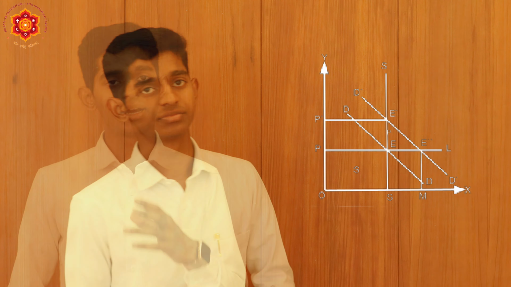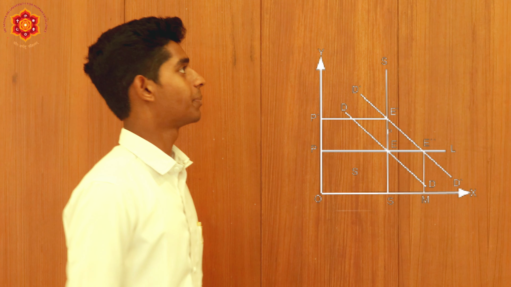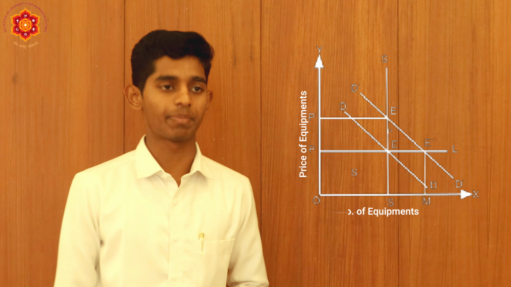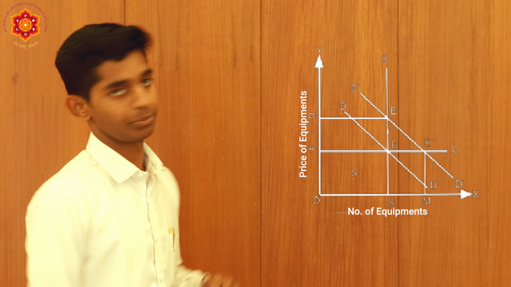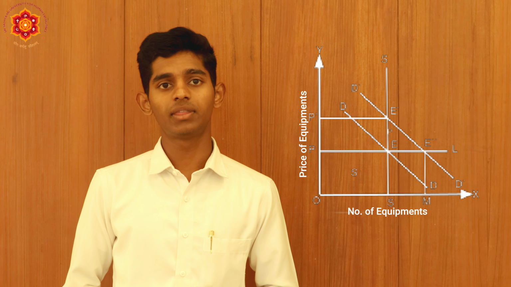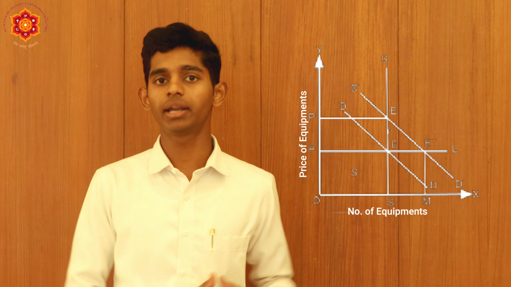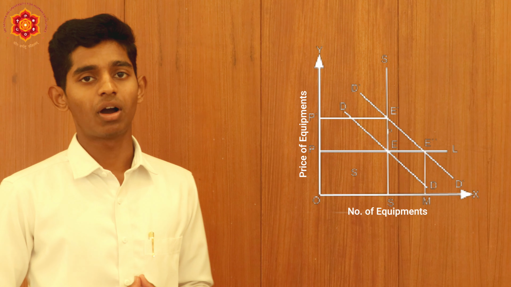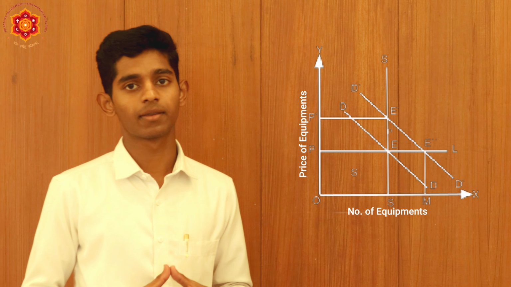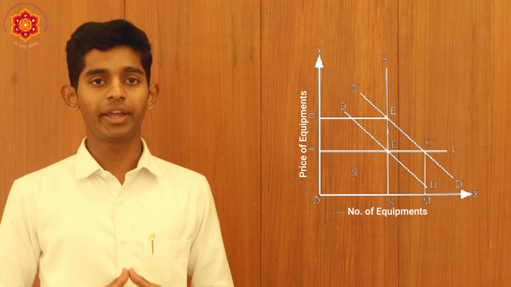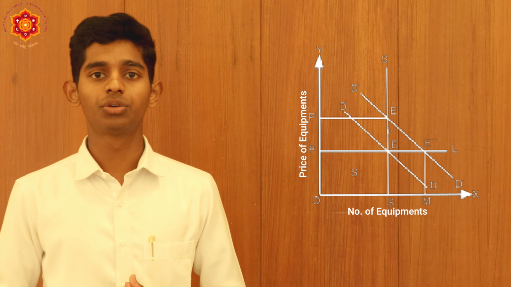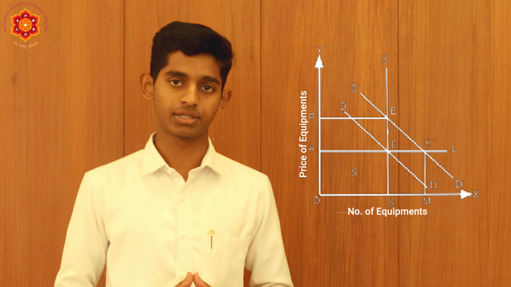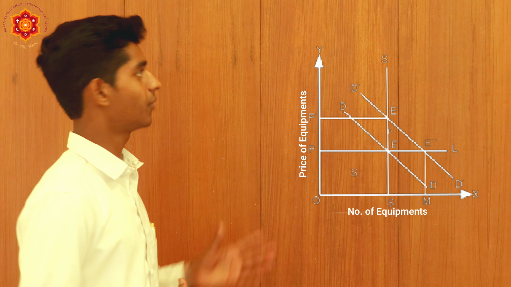Let us see the graphical representation of the diagram. In this diagram, S and S represent the inelastic supply curve. The demand and supply curve intersect at point E. At point E, the price is equal to OP and the quantity of equipment is OS. In the short run, the increased demand D dash and D dash reaches the price level of OP dash with a constant supply of OS.